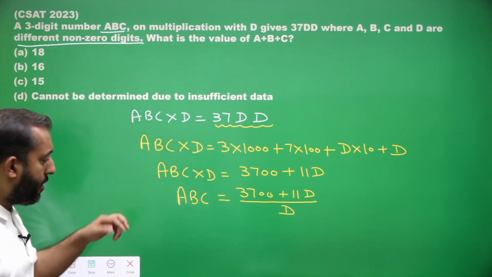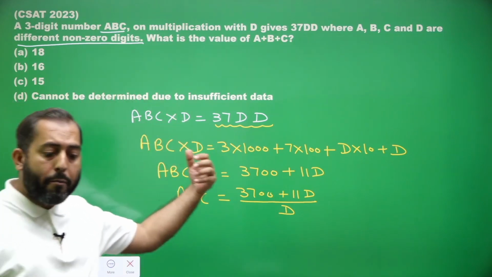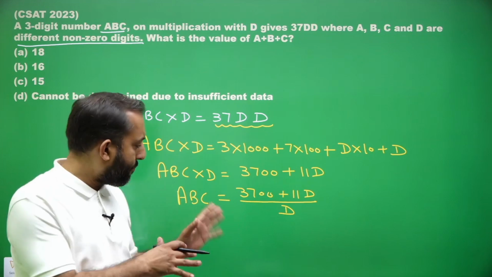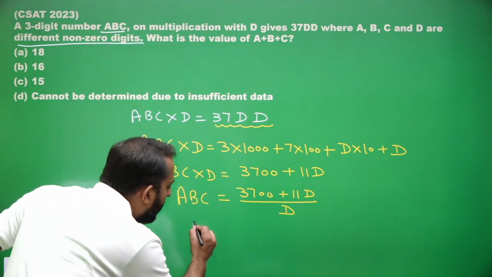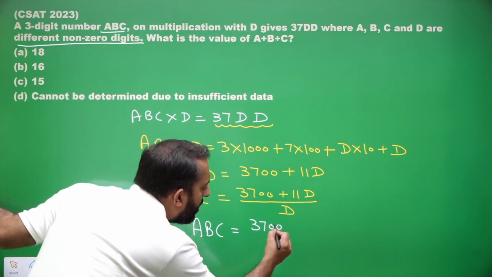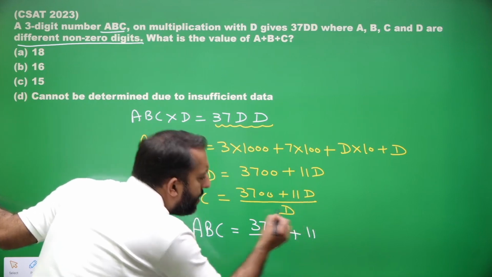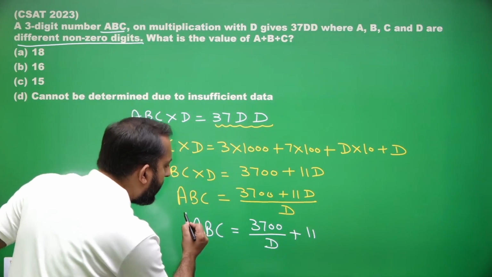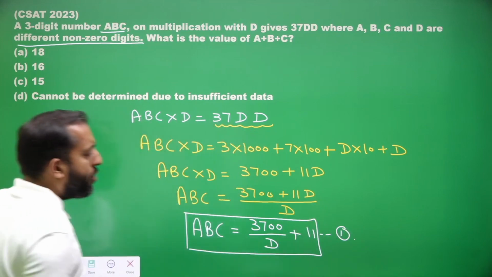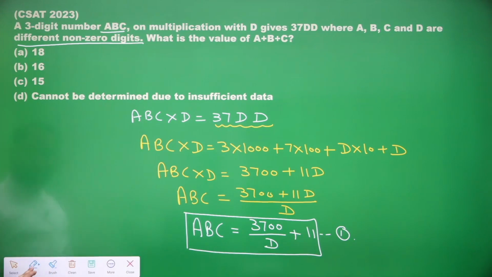Please make a note of it because I need a lot of space for writing down a lot of information related to this particular question. Now, if I solve this further, I will be getting ABC equals 3700 upon D plus 11D upon D, which gives me 11 only. So this is my equation number 1. Please make a note of it.